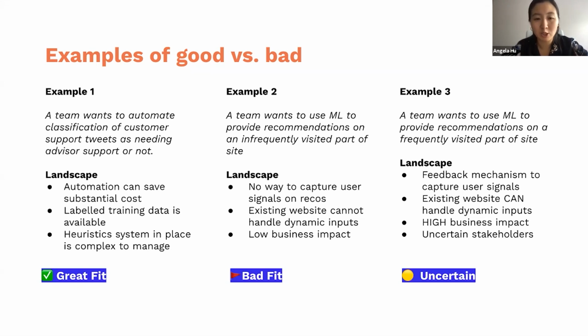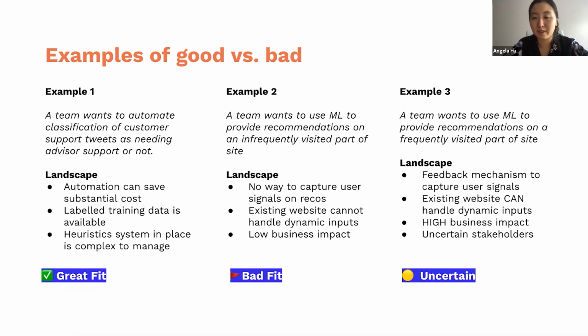The first part to evaluate in this landscape is that we have no way to capture user signals on recommendations, since a lot of the time people don't even go to this part of the website. So it's hard for us to know how effective our models are. The existing website cannot handle dynamic inputs, and there's very low business impact. It's on a part of the website that is not frequently visited. So very obviously, this is a bad fit, probably isn't even something possible for us to implement. No point in investing any time building an ML product for the space.